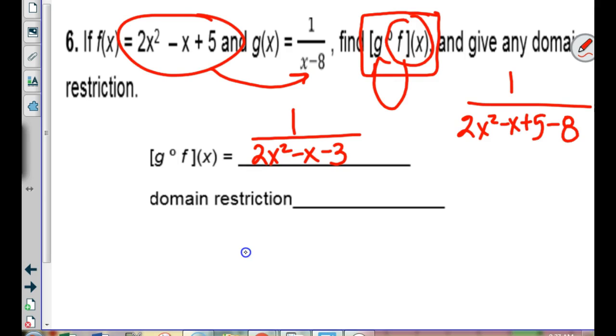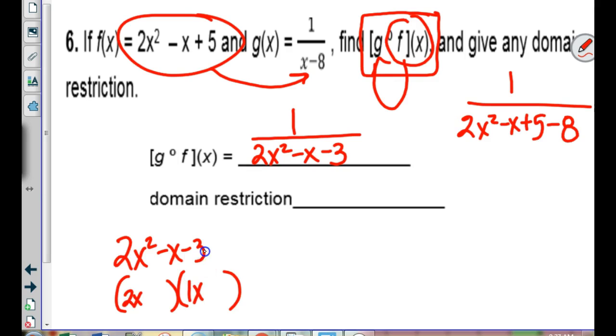Everybody good? Okay. Domain is all real numbers unless there's a radical or an x in the denominator. How do we find the domain restrictions? Yes, good job. The only way to make a 2x squared is a 2x and a 1x. The only way to make a 3 is a 3 and a 1. Which way do you want me to try? 3 and then 1. And we need a negative positive maybe. Does that work? You have -3x plus 2x, so give me the -1 in the middle.